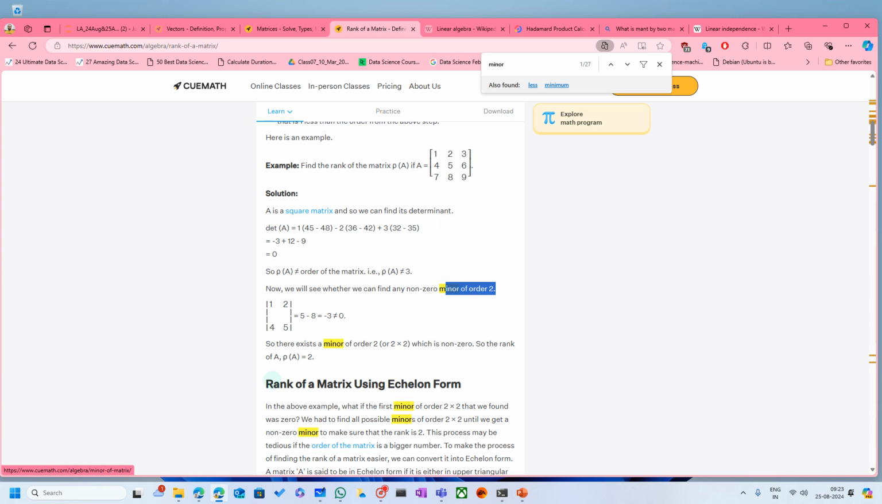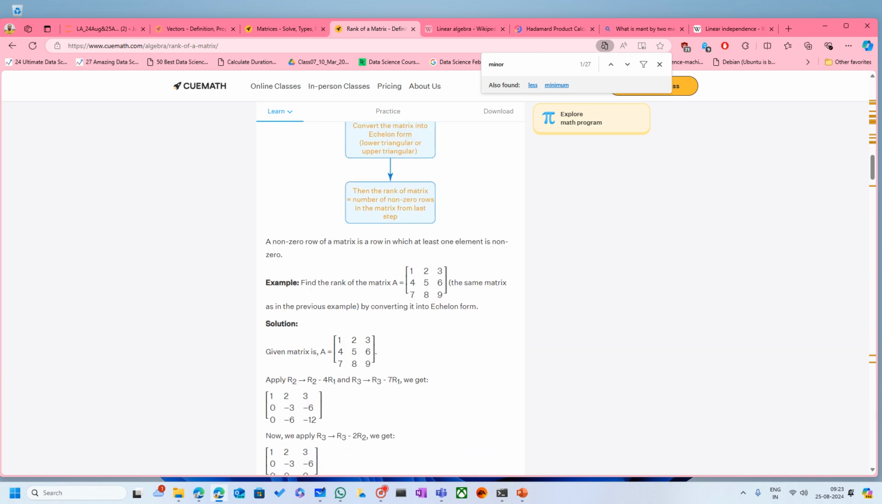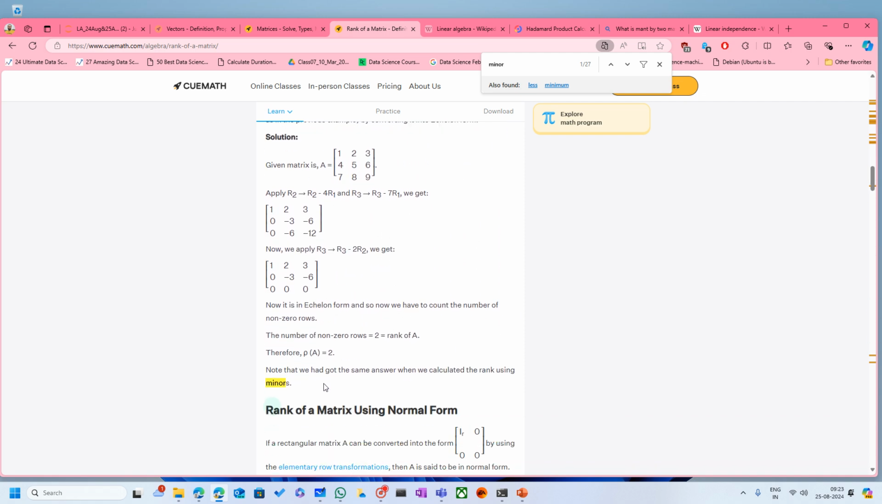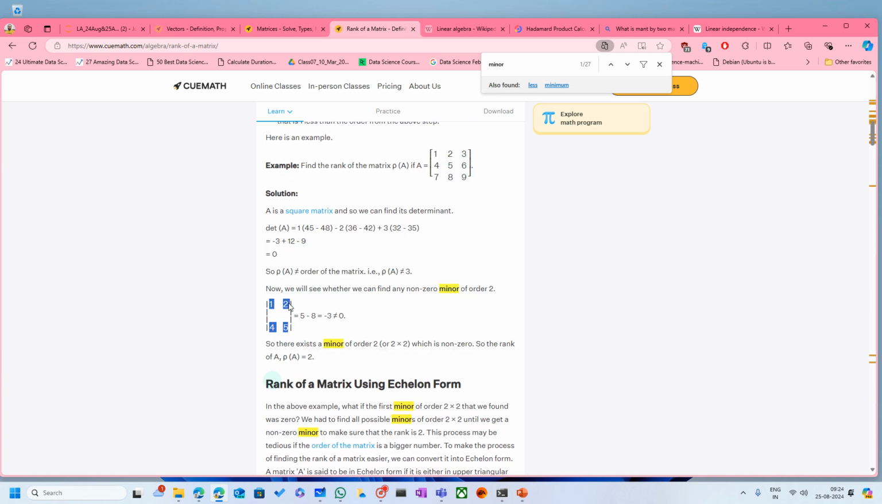So basically, the order of the minor here is 2 comma 2. So 1 2 4 5 is taken as the minor. Again, for the rank of the matrix, you can go through all these elements. Now, because the minor determinant of this matrix is 2 comma 2, the rank becomes 2. Hence the rank is 2.